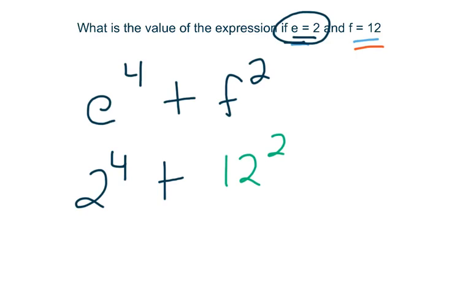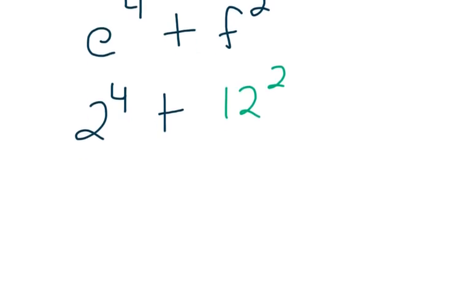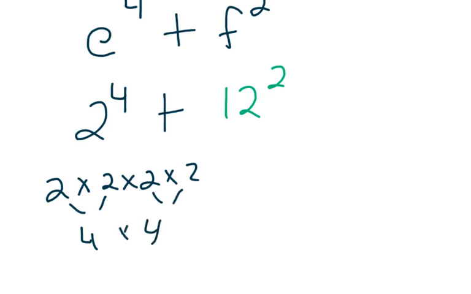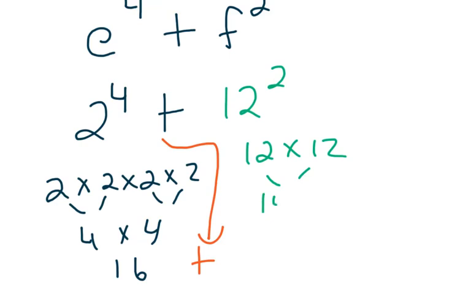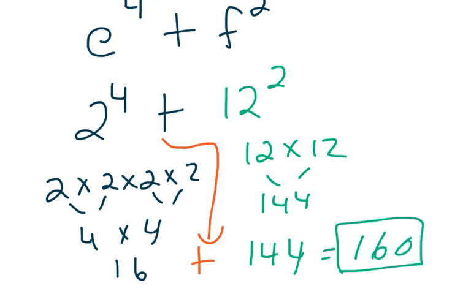Now we have to do each one of these individually. 2 to the 4th gives us 2 times 2 times 2 times 2. 2 times 2 is 4. 2 times 2 is 4. Then you multiply that together, and that gives us 16. Then we bring down the plus sign, and we're going to add 12 squared. That is 12 times 12, which of course gives us 144. Now we simply add these together because that's what the plus sign tells us to do. 16 plus 144 is a total of 160.